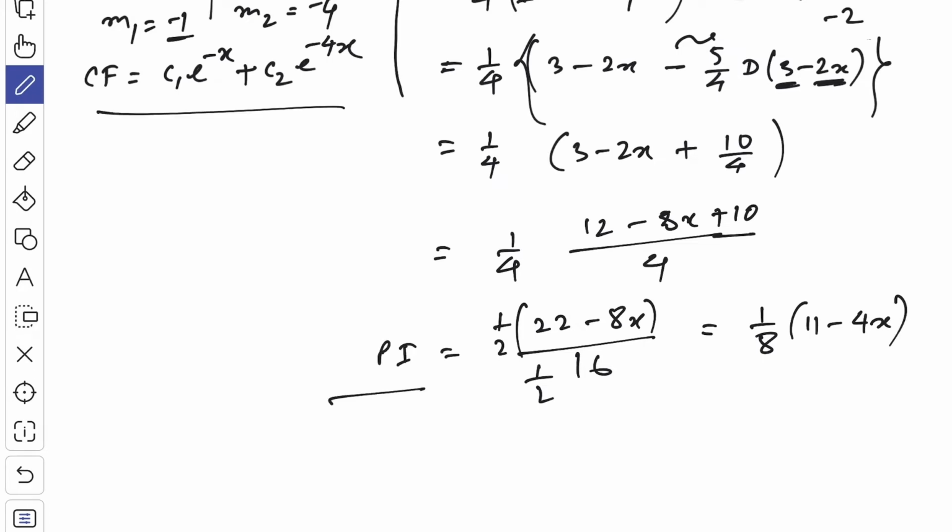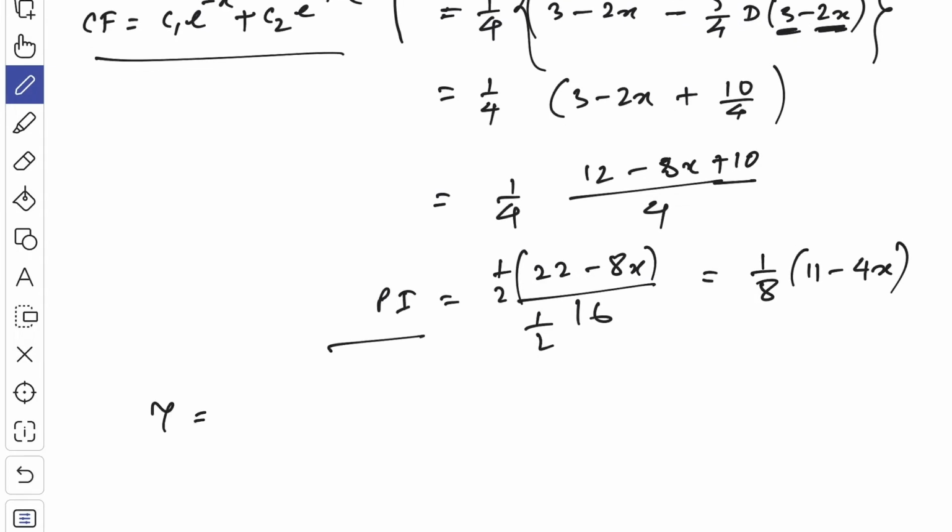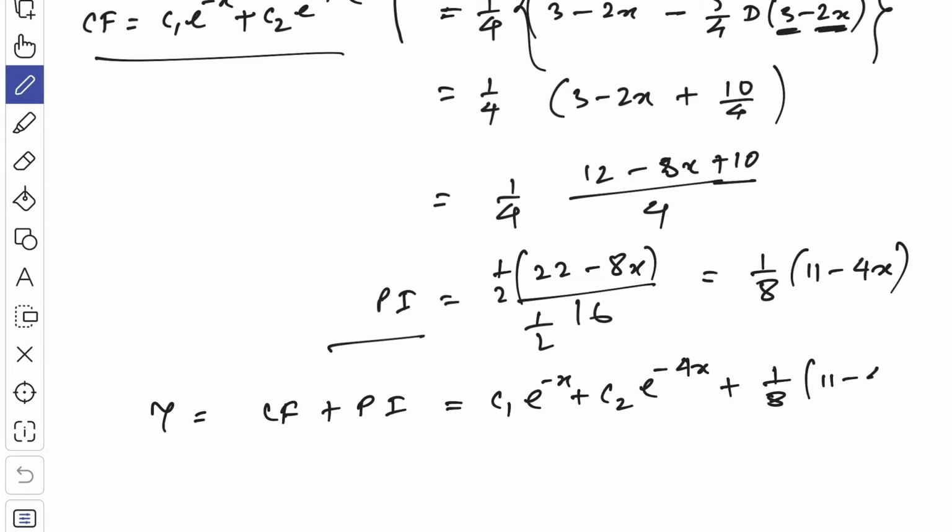So we have got CF and PI, and we know the solution is given by y is equal to CF plus PI. That's very simple, isn't it? So CF is c1 e to the power minus x plus c2 e to the power minus 4x, plus 1 by 8 into 11 minus 4x. So this is our solution. Okay, so links of all the lectures made on this topic are given in the description box. Please watch from lecture 1, then you will understand.